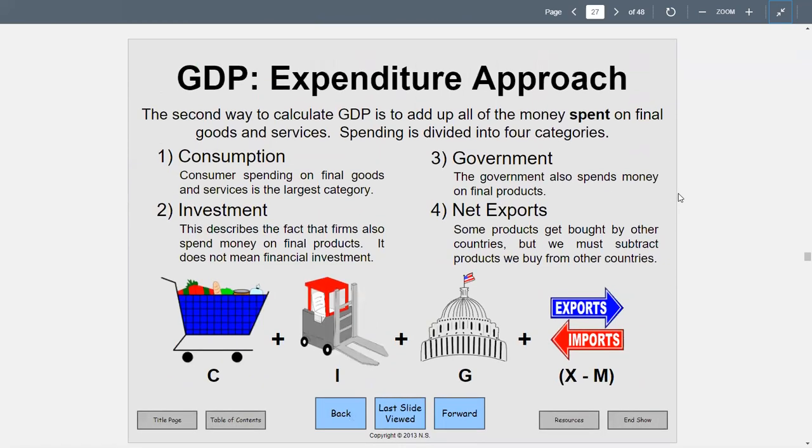And net exports. Some products get bought by other countries, but we have to subtract products that we buy from other countries. So we add the products that we make in the United States and send off to other countries. Those are our exports. But we can't count the things that we import, the things that we buy from China and Taiwan and all the other countries.